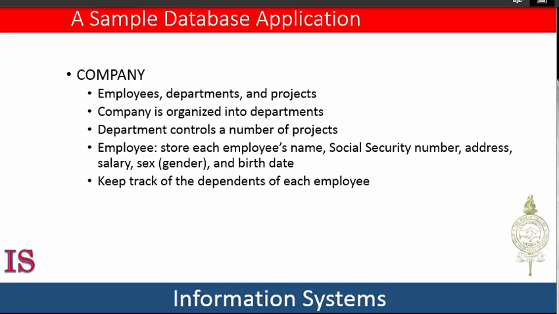A department controls a number of projects, each of which has a unique name, a unique number, and a single location. We store each employee's name, social security number, address, salary, gender, and birth date. An employee is assigned to one department but may work on several projects, which are not necessarily controlled by the same department. We keep track of the current number of hours per week that an employee works on a project.